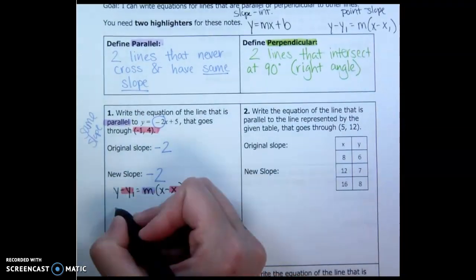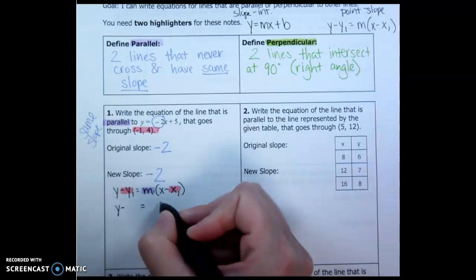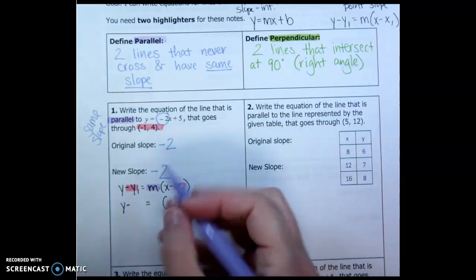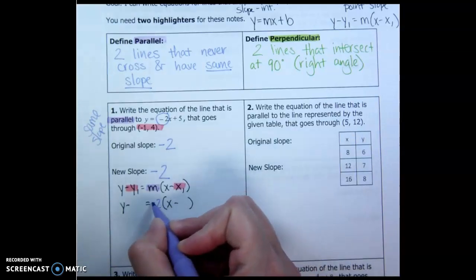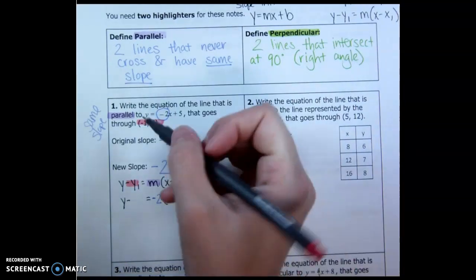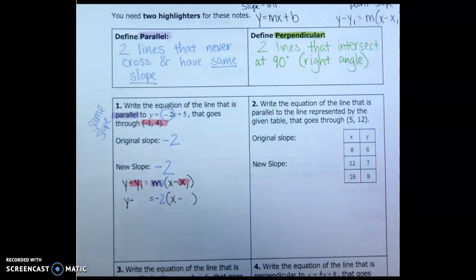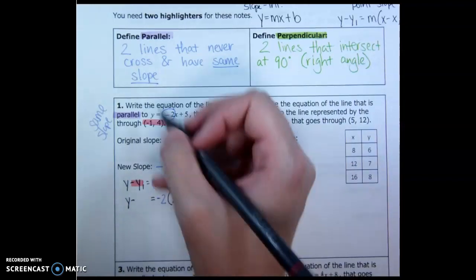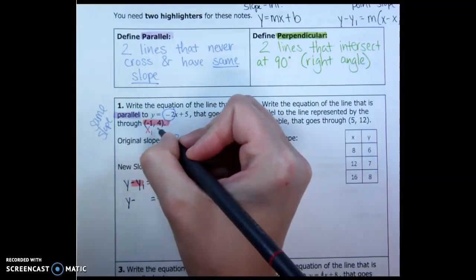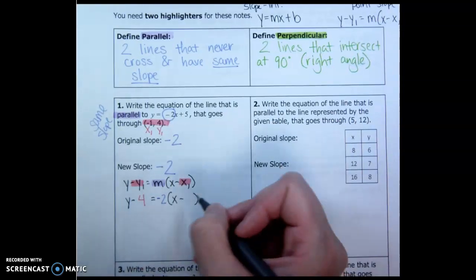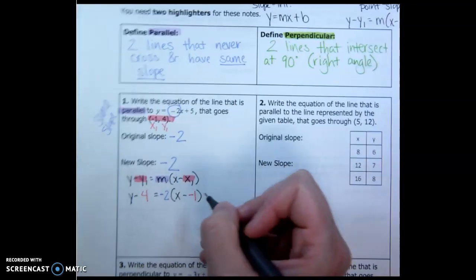This is always going to be y minus blank equals blank times x minus blank. I'm plugging in my new slope, negative 2, which was actually just my original slope because it's parallel. And my new point is negative 1, 4. Now, the most common mistake is kids will put negative 1 right here, but that is wrong because that's my x value. So it's y minus 4 and x minus negative 1.